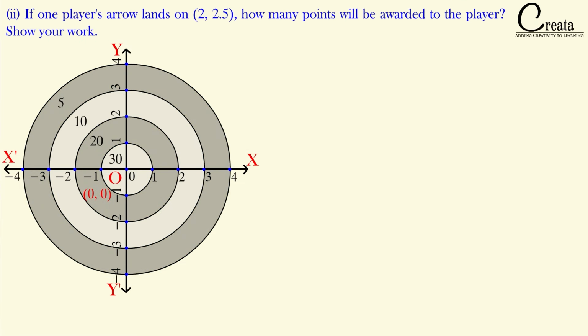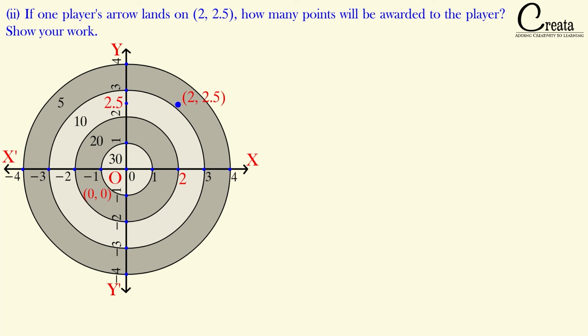In the second part, it has been asked, if one arrow lands at the point (2, 2.5), how many points will be awarded to that player? Firstly, let's locate where the point (2, 2.5) is. The x coordinate is 2 and the y coordinate is 2.5. If we draw a straight line, it is slightly confusing whether this point is in the 10-point zone, the 5-point zone, or on the boundary. By looking at the figure, we cannot exactly tell in which zone the arrow is landing.